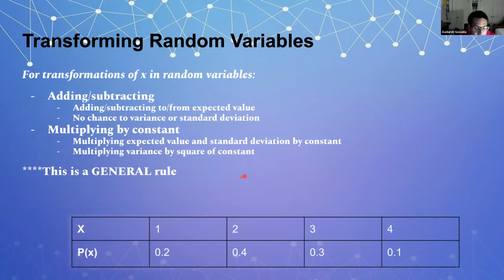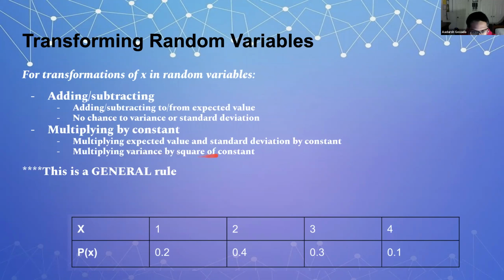And yeah, expected value, we would do the exact same as we do to the variable itself, always. So if you want to add something to the variable, you add something to the expected value. You want to subtract from the variable, you subtract from the expected value. You want to multiply the variable, then you multiply the expected value. For standard deviation, you don't do anything if you're adding or subtracting, but if you multiply by a constant, then you multiply the standard deviation also by a constant.